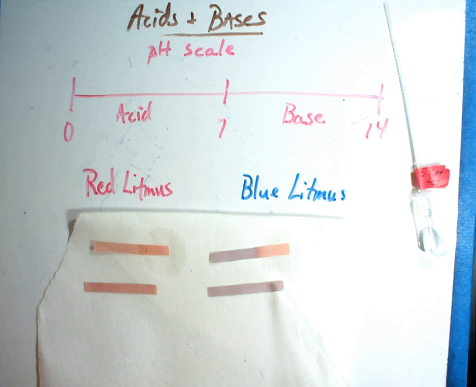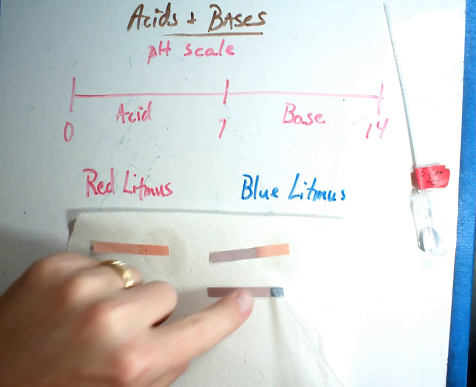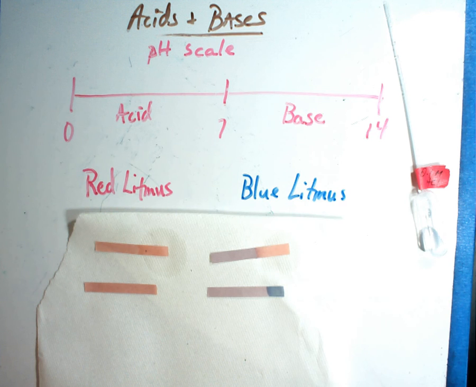Okay, so blue litmus. If I put a base on blue litmus, that's why they call it blue litmus right there. See how it's blue? But that was blue litmus to begin with. What happens if I put it on red litmus? You'll notice it turns blue. So bases turn blue, acids turn red.